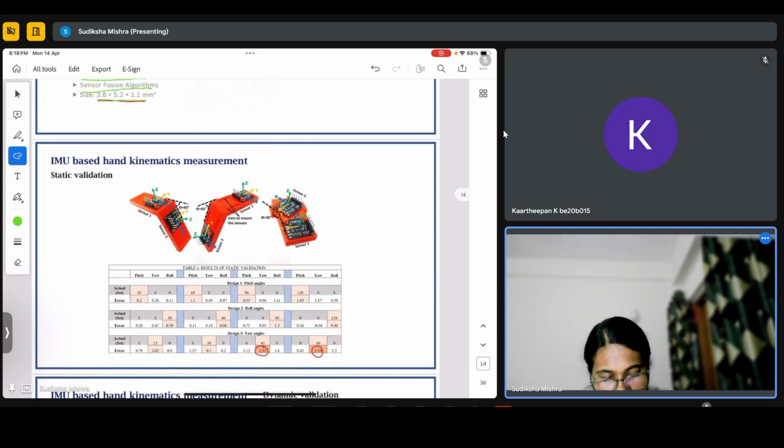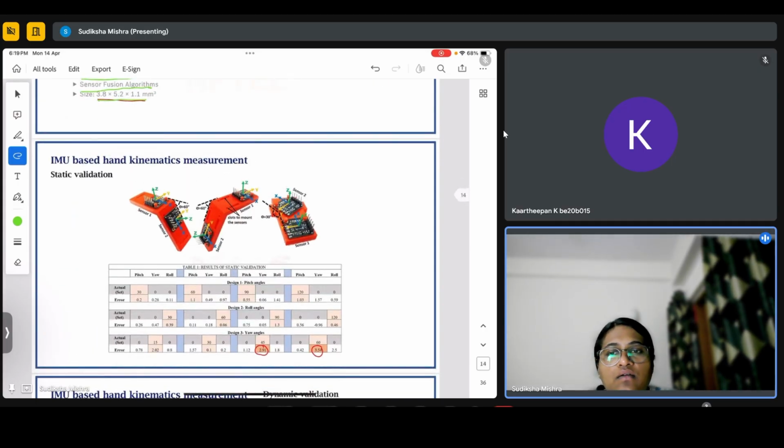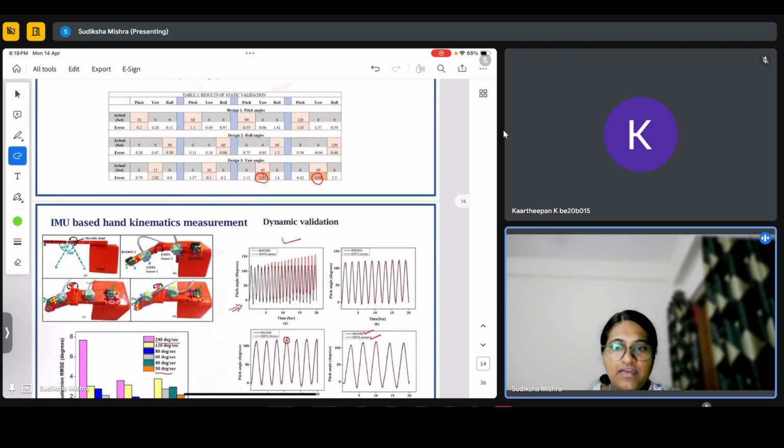Okay. So in any case, if you are developing any new method of measuring something, or a new machine, you compare it with the existing machines. In these papers, they have used an EMTS, electromagnetic tracking sensor system.